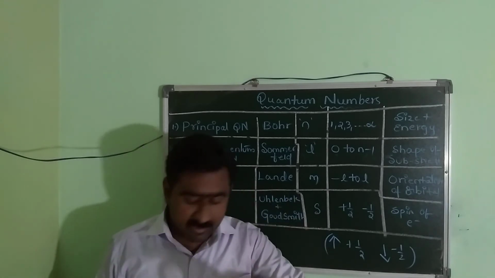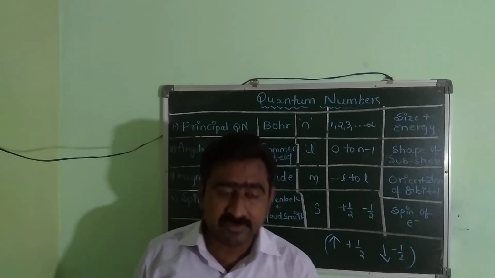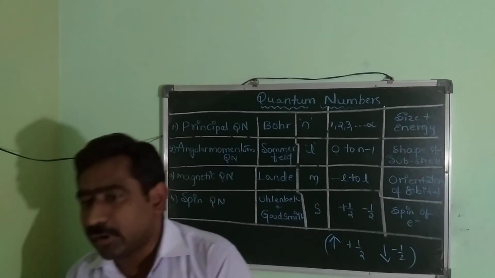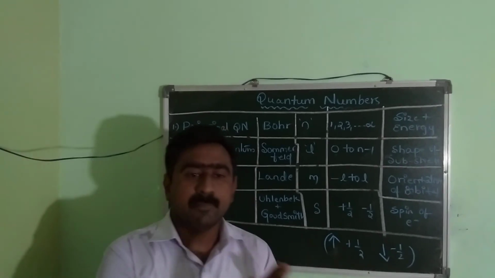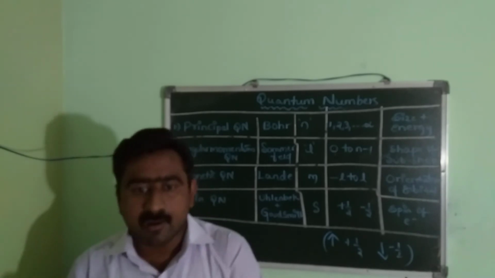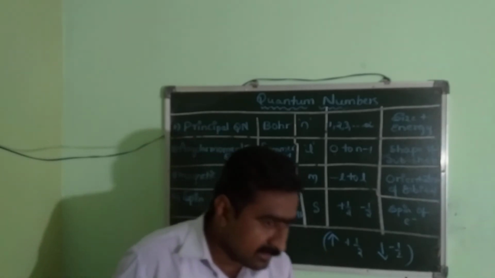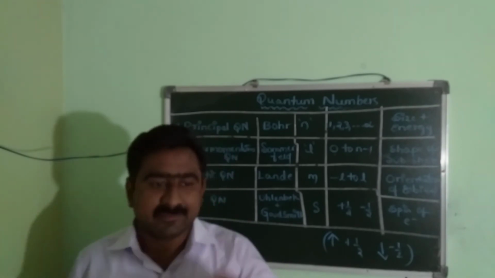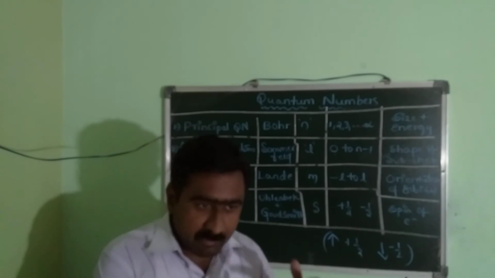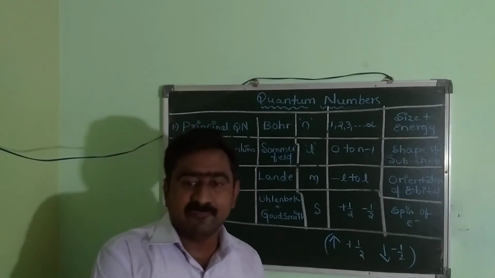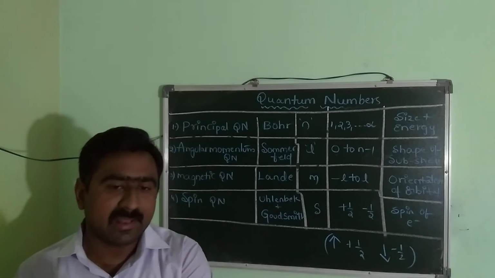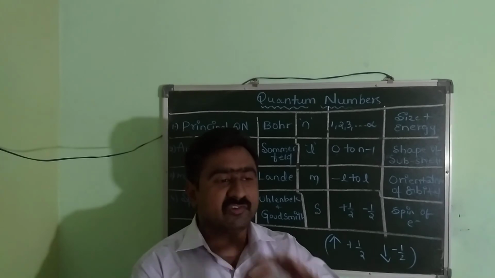So finally, there are basically four important quantum numbers: principal quantum number, angular momentum quantum number, magnetic quantum number, and spin quantum number. The principal quantum number is denoted by the letter small n, its values are 1 to infinity, it was developed by Niels Bohr, and it gives information about the size and energy of the main shell. The angular momentum quantum number was developed by Sommerfeld, it is denoted by the letter L, its values are 0 to n-1, and it gives information about the shape of the subshell.